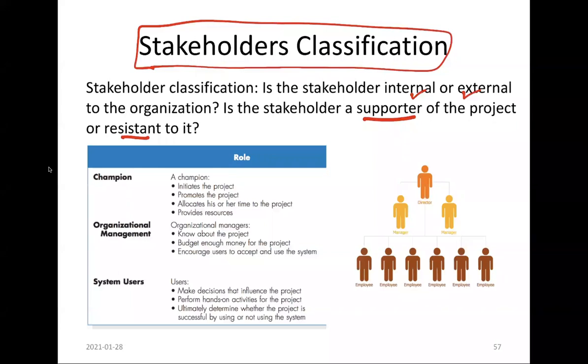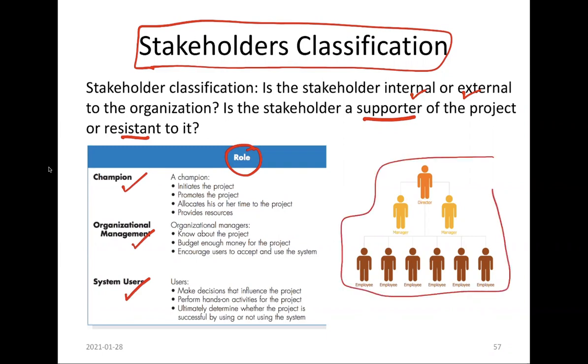After you identify the stakeholders, you could identify them even based on their role. You could have a champion stakeholder, or an organizational management stakeholder, or even system user stakeholders. You could put them in a hierarchy level based on what category or criteria you have used to classify your stakeholders.